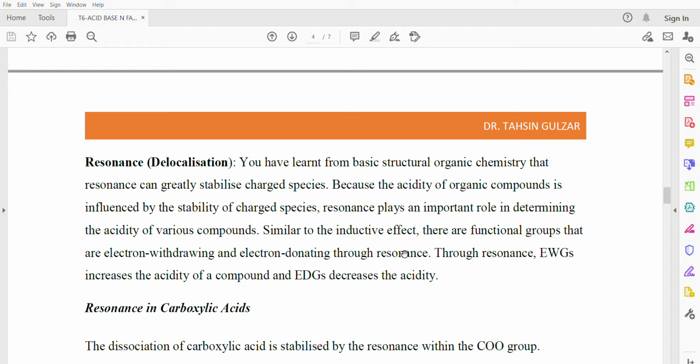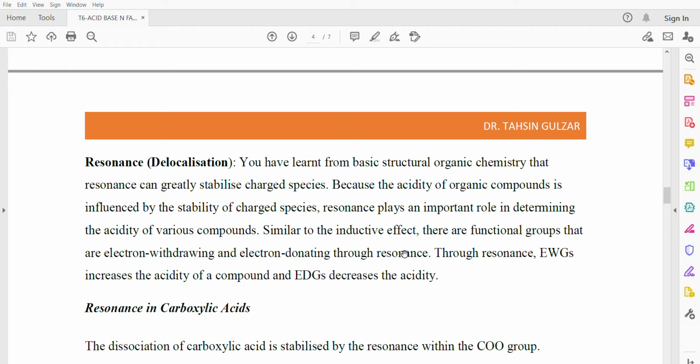Like I have told you about carbocations, a tertiary carbocation, due to many resonating structures, has an electron donating effect, and it is no-bond resonance, hyperconjugation. And through resonance, electron withdrawing groups increase the acidity. Electron withdrawing groups increase the acidity of a compound, and electron donating groups decrease the acidity.